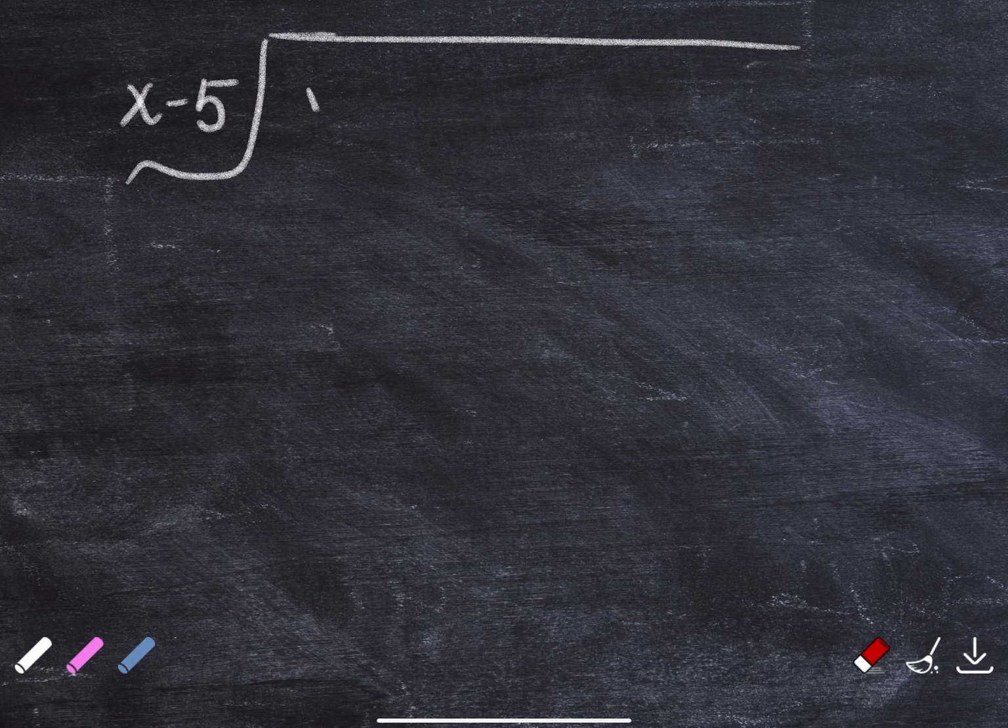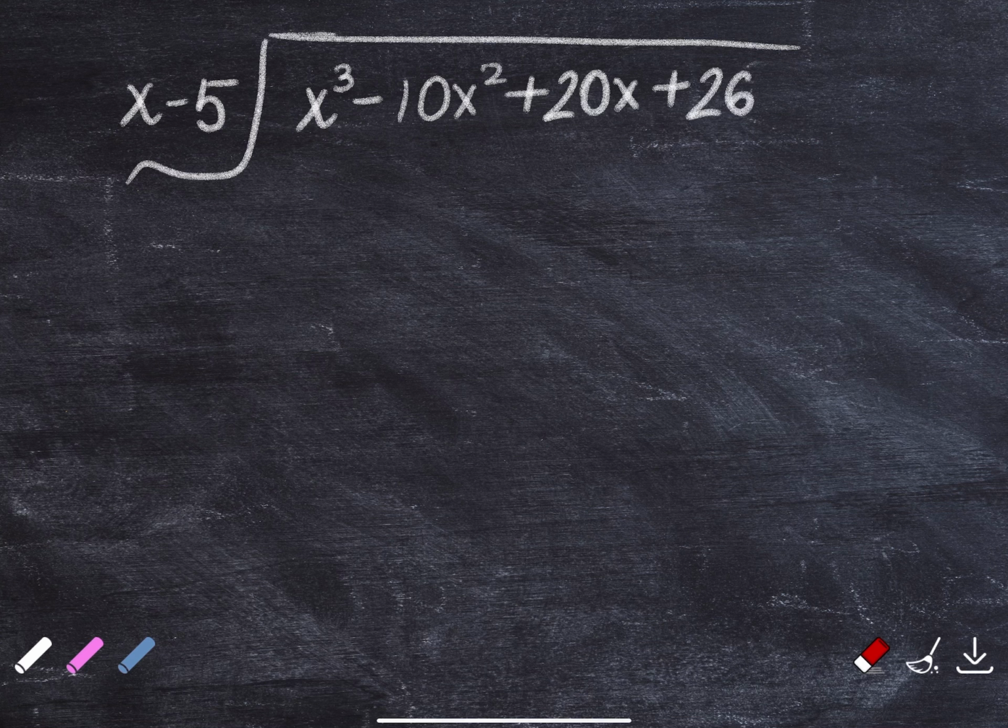So let us write another question. The divisor is x minus 5, and inside you have x cubed minus 10x squared plus 20x plus 26. So here, remember the same method. What should I multiply this x by to get an x cubed? So I'll multiply this by x squared to get an x cubed, right? So I'll have x squared.